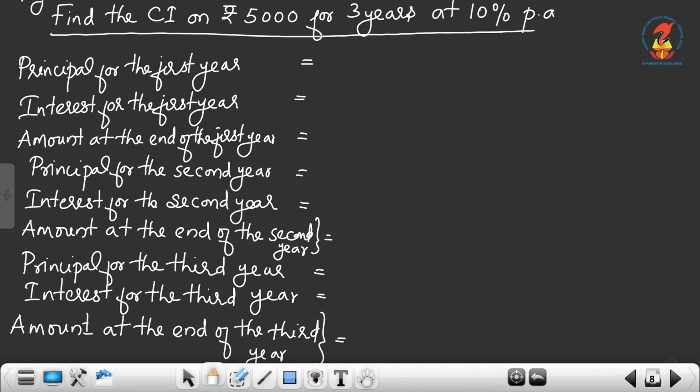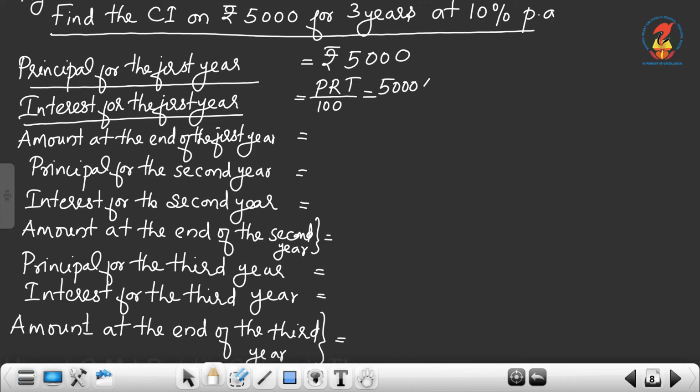Now the principal for the first year is rupees 5000. We have to calculate the interest for the first year using the simple interest formula, PRT divided by 100. That is 5000 into R is 10 into T is 1, divided by 100. We can cancel 100 and 5000, so we will get 50 into 10, so the interest is rupees 500.